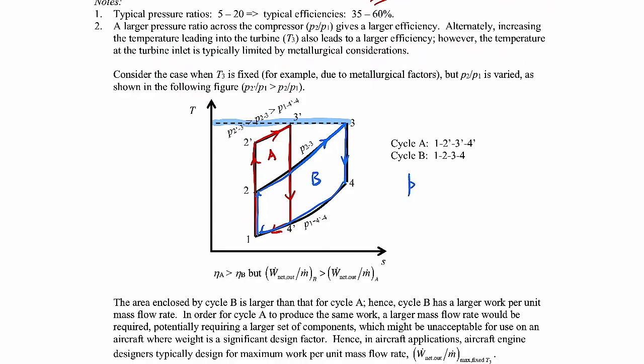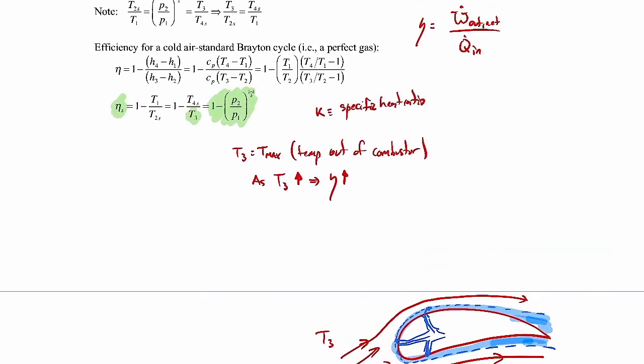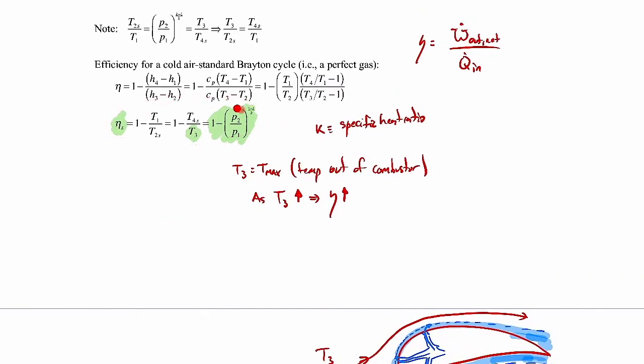Now P23, that pressure is going to be less than P2 prime 3 prime because our isobar is lower, right? So we have different pressure ratios. That just means that P23 over P14 is less than P2 prime 3 prime over P14. So you would expect then that the efficiency for cycle A will be larger than the efficiency for cycle B because of the pressure ratio being larger. We've talked about the pressure ratio being a factor right up in here, right? The larger the pressure ratio, the higher the efficiency.